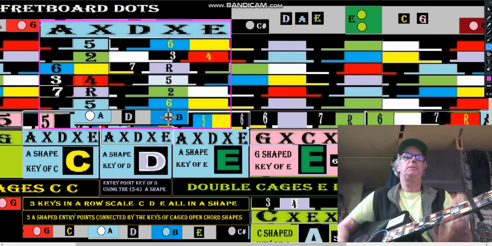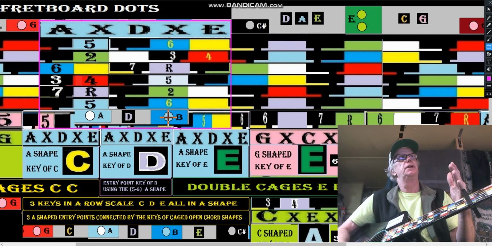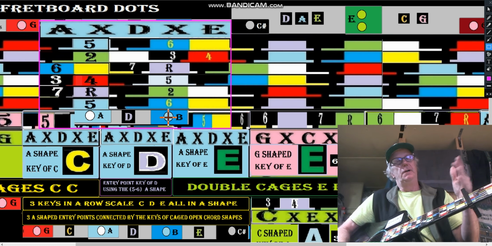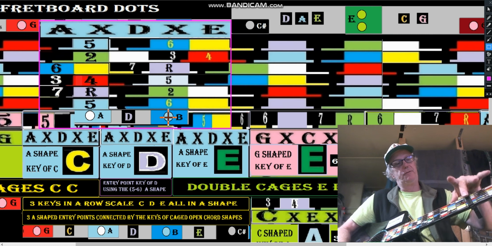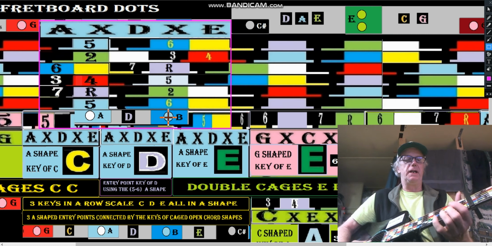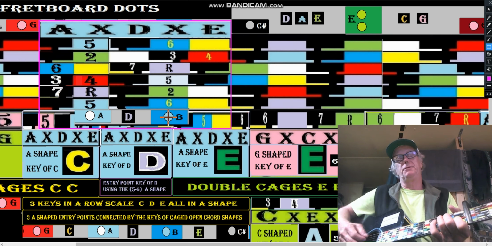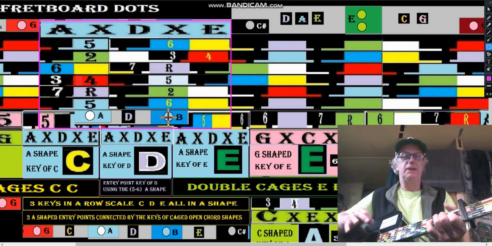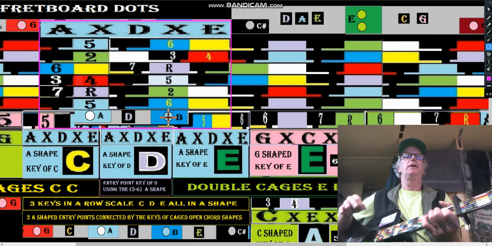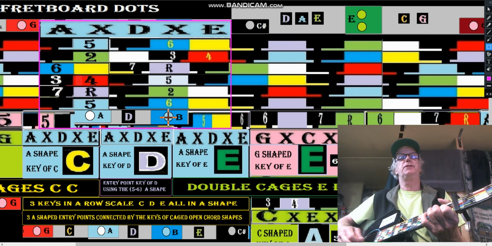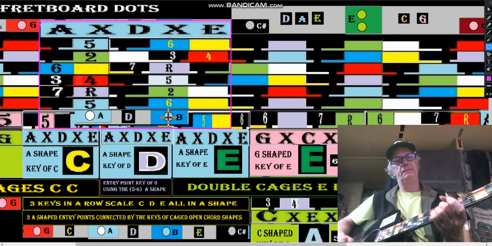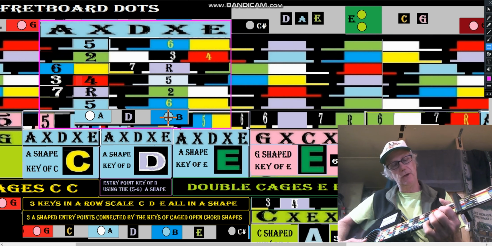That's a D-shaped D. Remember, everything in the first interval, in the first zone, from the fret nut to the first dot, everything is the same shape. So it would be C-shaped C, so the shape is the same as the chord. C-shaped C, A-shaped A, G-shaped G, E-shaped E, and D-shaped D.